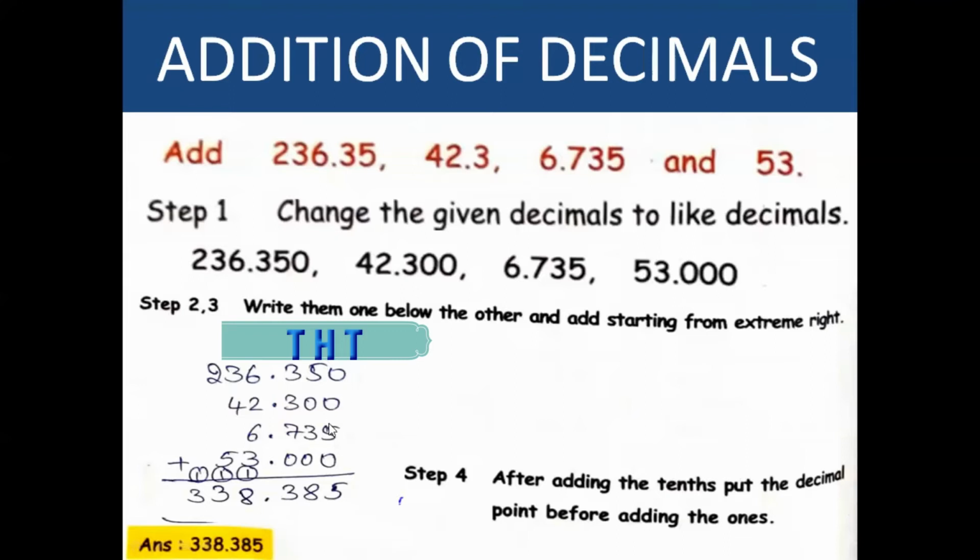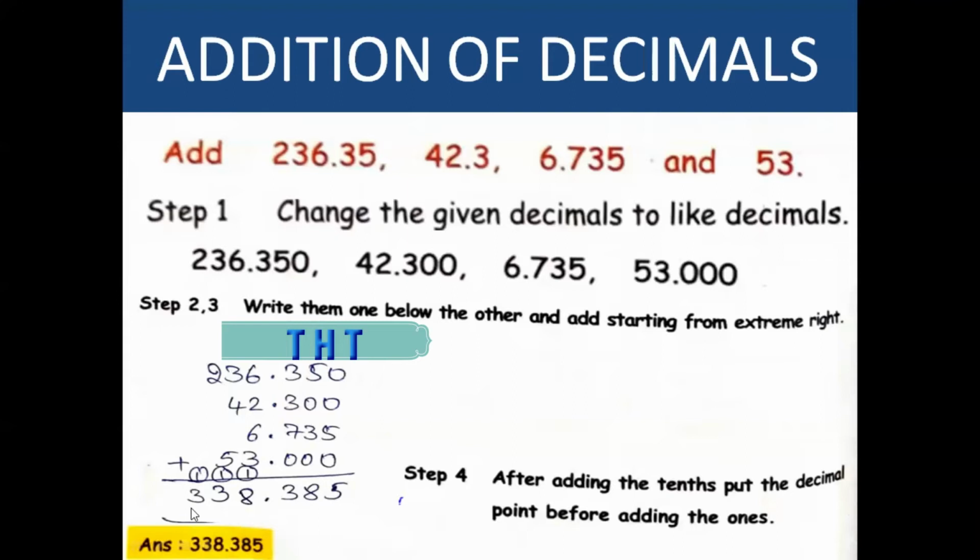See in this, 0 plus 0 plus 5 plus 0 is 5. 5 in the thousandths place. Now see, 5 plus 0 plus 3 plus 0, 8. 5 plus 3, 8. It is in the hundredths place. Next, 3 plus 3 plus 7, total 13. Write it in the tenths place.